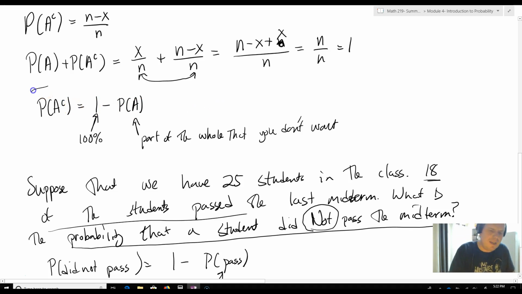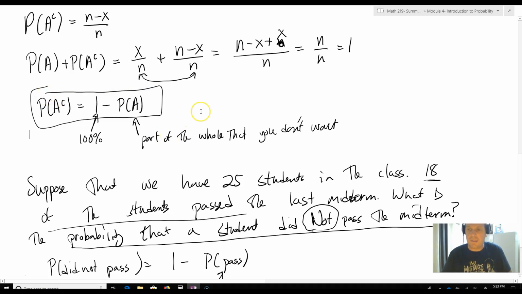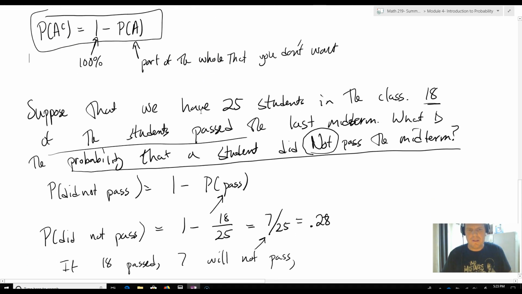Okay? And this one here, this is like your big equation for understanding complements and probabilities. So I'll find the probability of A, and then I subtract it from 1, and that ends up giving me the probability of the complement. And that completes this lesson.